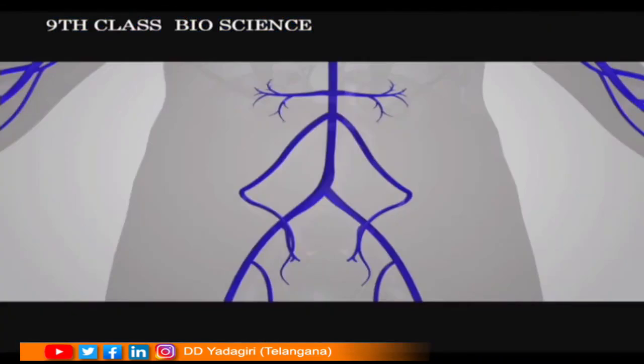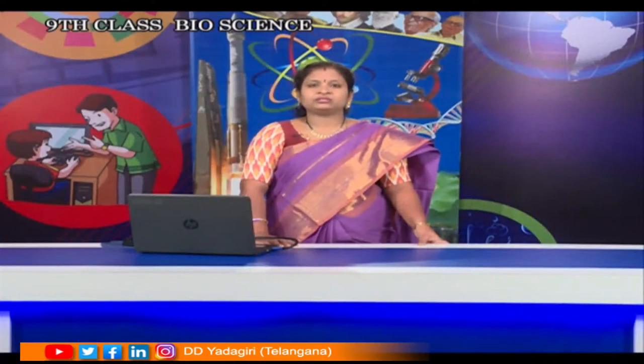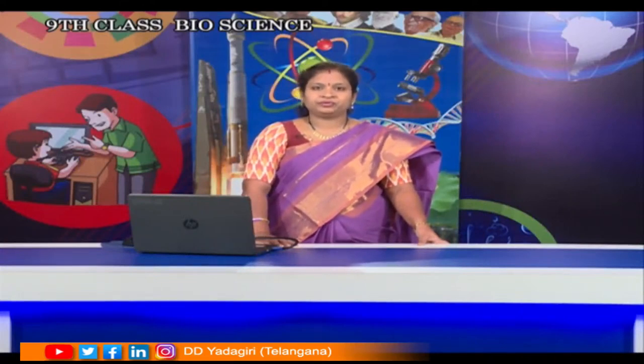In this video you can see blue color canals. They are called veins. Why are they called veins? They are superficially present in our body. You can see them on your skin. They carry deoxygenated blood, that means impure blood, which flows from different parts of the body to the heart. So the heart is pumping blood. From the heart it goes to the lungs. There it gets purified. Lungs purify the blood by removing carbon dioxide and adding oxygen.